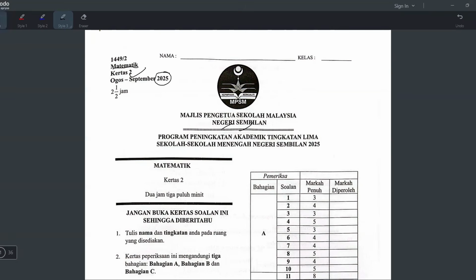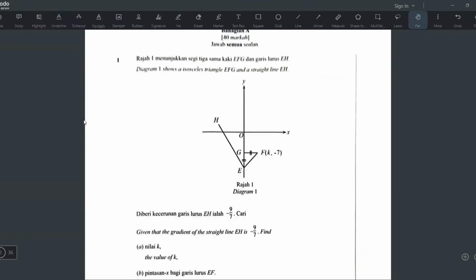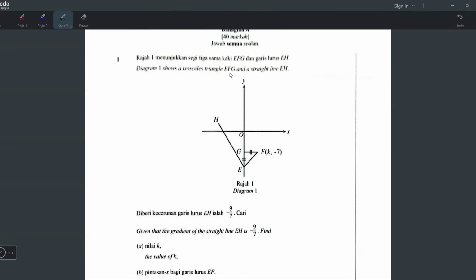Okay, so let's begin. All right, Bahagian A, number one. Diagram one shows an isosceles triangle EFG and straight line EH. I can already tell this is Form 3, Chapter 9. It's called straight line, garis lurus.